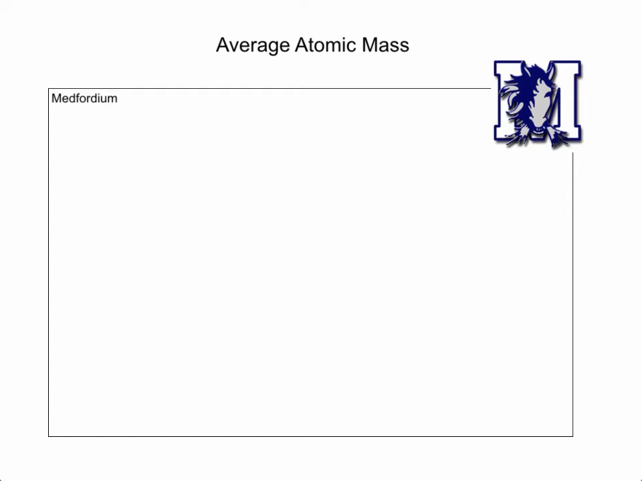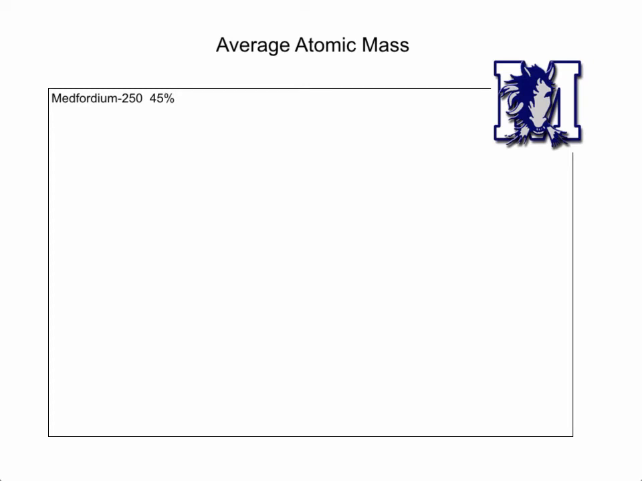are of each mass. So one way I can indicate the mass number is I can write the name of the element and then dash and its mass number. So I discovered that medfordium has a mass number of 250. And this isotope of medfordium happens to account for 45% of all the medfordium out there.